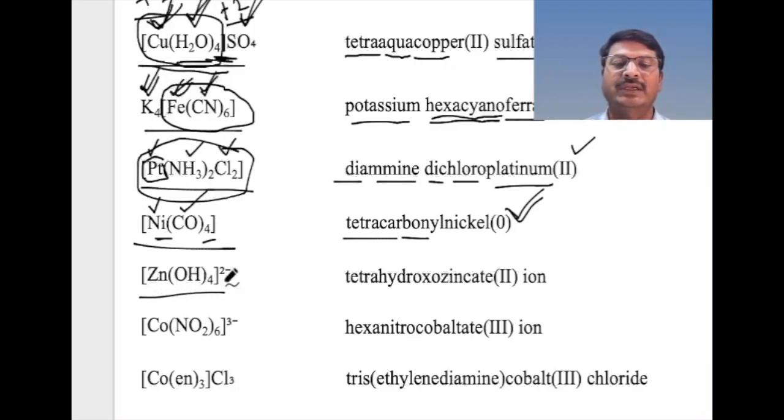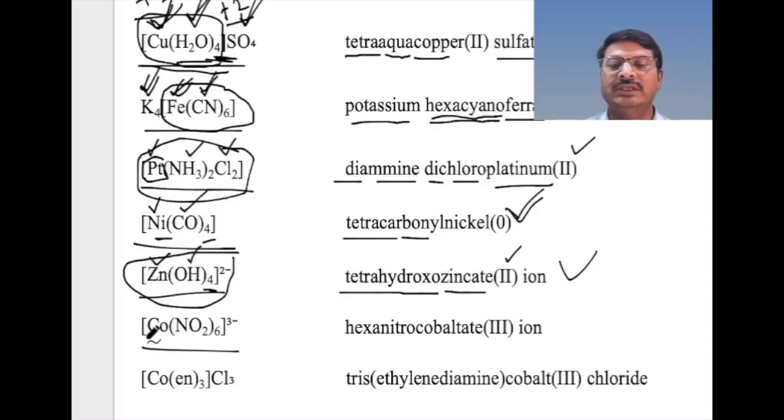Come to one more example. [Zn(OH)4]2-. The central metal is zinc and the ligand is OH minus. Total number of ligands is 4 and it is a negative charge ion. So tetra, what is that one? Hydroxo. Total 4 ligands are there, OH minus, tetrahydroxo, zincate. It is a negative charge complex, that's why you are writing it as zincate. The oxidation state of the zinc is 2. So tetrahydroxozincate(II) ion.